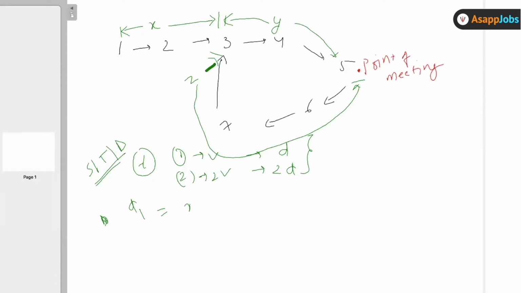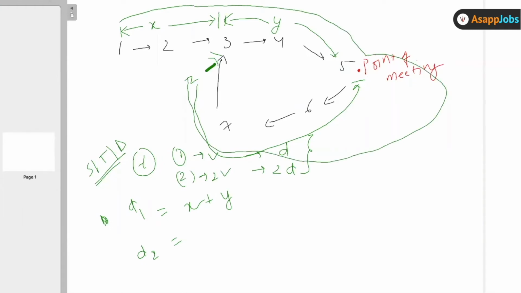Can I say this? Yes. Okay. And in the same time, t2, what has happened is that the faster pointer would have covered this distance, then it would have covered this distance, it would have also covered this whole loop, and then again it has come up here where they would have met, right? So the distance covered by the two, I can write x plus y plus z plus y, right?